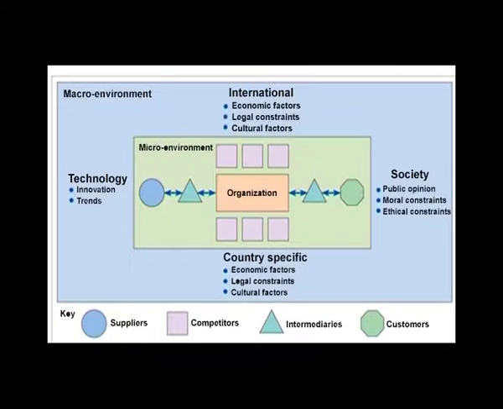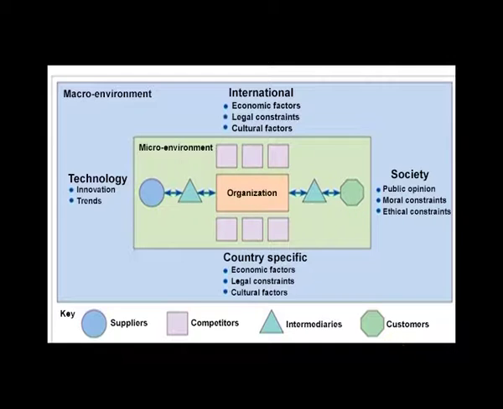So let us try to understand this diagram in detail. Now in this we can observe a couple of icons, the suppliers which are shown using the blue circles, then we have the competitors in violet ones which are square shaped, and then we have the triangular shaped ones which indicate the intermediaries, and then we have the customers.